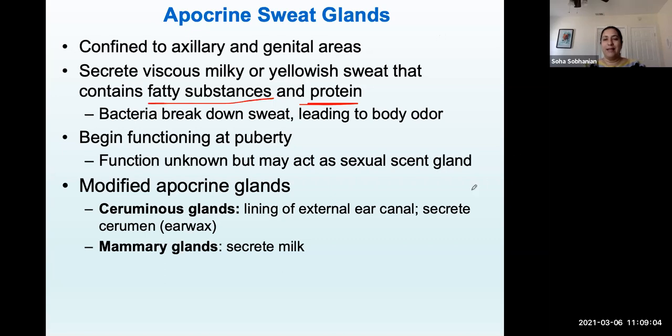Modified apocrine glands, we have 2 types of them. Seminiferous glands, which are basically the ones that are found in your ear canal. They produce your earwax. And believe it or not, mammary glands, the glands that are found in the breast that secrete milk, are also apocrine sweat glands that have been modified.